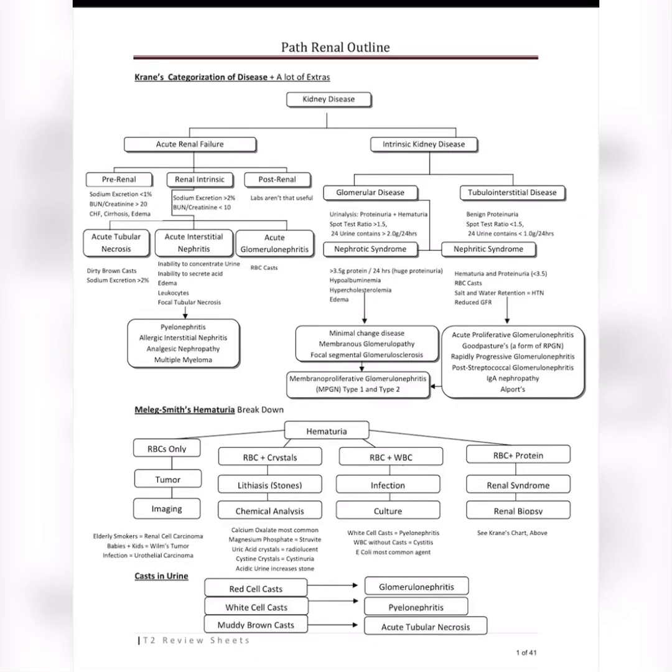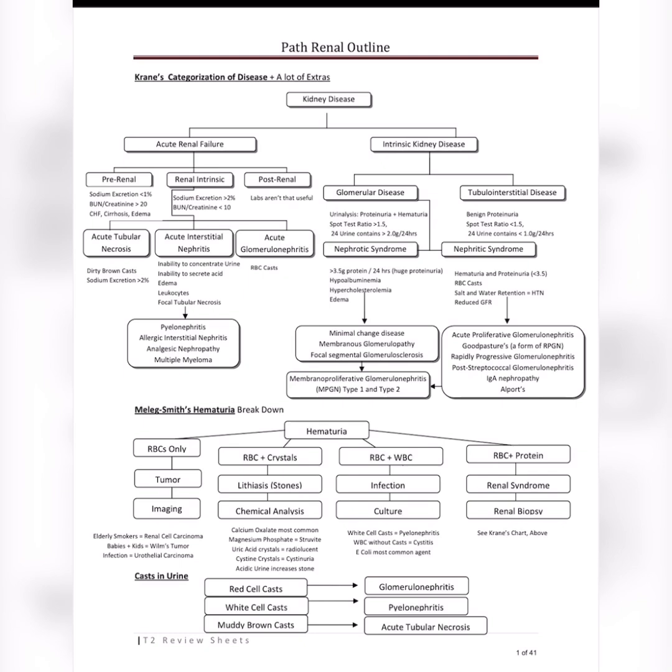Today we are going to talk about the kidney diseases. This is a chart which will help you to get an overview of the kidney diseases. So let's begin. The kidney diseases are usually divided into acute renal failure and intrinsic kidney disease.